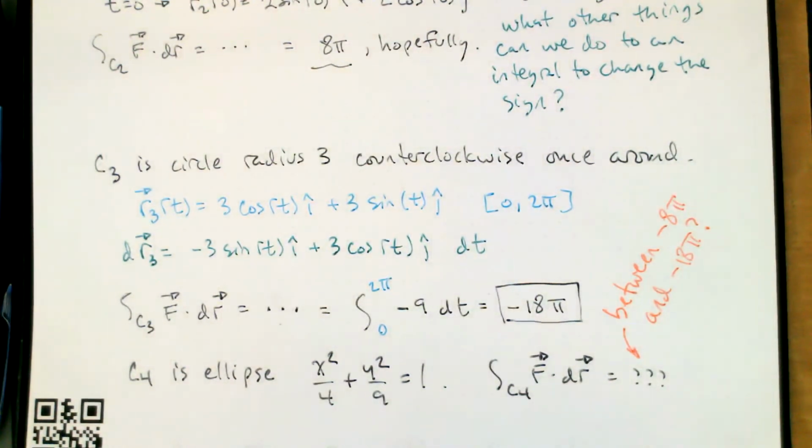So that might be our speculation. We should expect something between -8 pi and -18 pi, since this ellipse is kind of in between those two circles, the circle of radius 2 and our circle of radius 3.